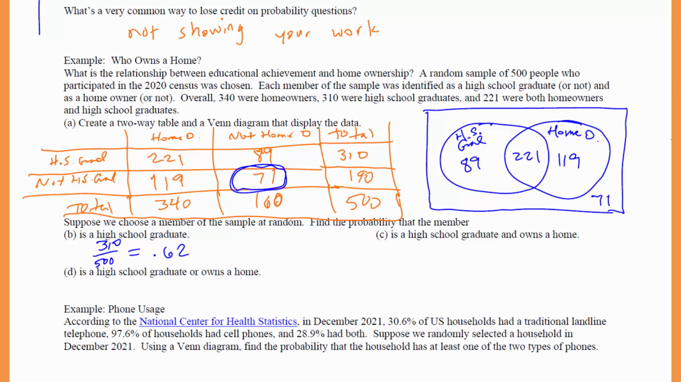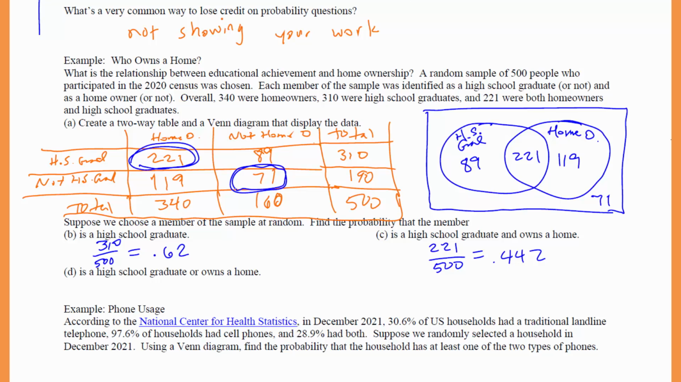What's the probability that the member is a high school graduate and owns a home? Well, on the table, we would look for high school graduate and homeowners. That's 221. In the Venn diagram, it would be the overlap of the circles. 221 out of the total, 500. So 221 divided by 500 is 0.442. Remember, you're fine giving decimals, or convert them to percentages, or give me a simplified fraction.